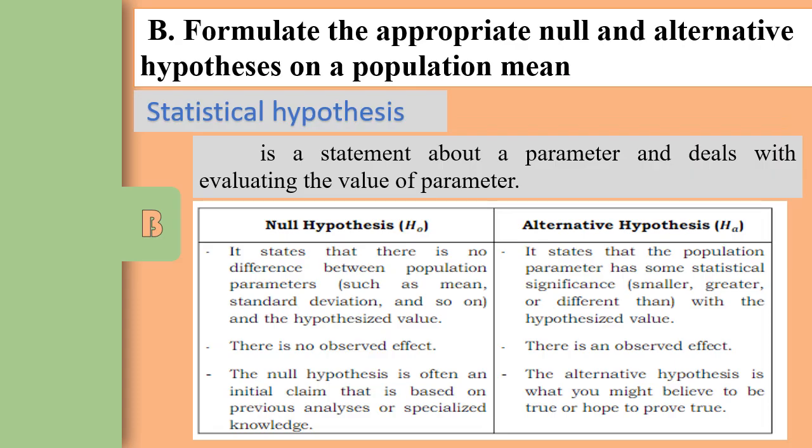Now, let's talk about another topic: how to formulate the appropriate null and alternative hypothesis on a population mean. A statistical hypothesis is your statement or description with regard to your parameter and deals with evaluating the value of the parameter. We already know the two types of hypothesis we have here, the null and alternative hypothesis. The null is denoted as H sub O, and the alternative is H sub A, or H sub 1.